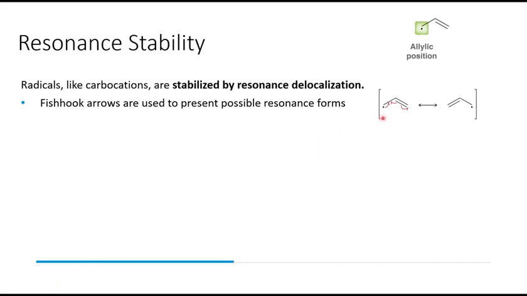Note that this radical electron here can come in and form a pi bond with one of the electrons of this pi bond, while the other electron becomes a radical. The more resonance delocalized a radical is, the more stable it is.